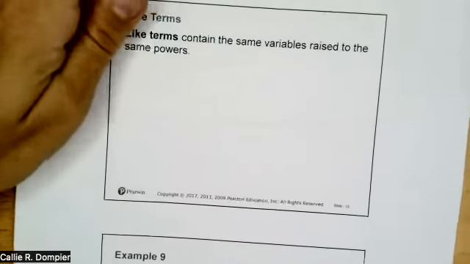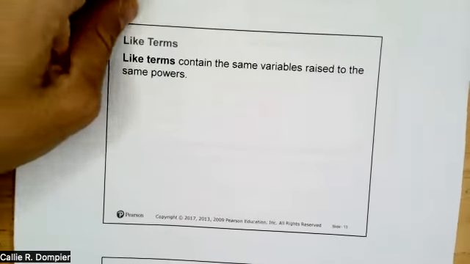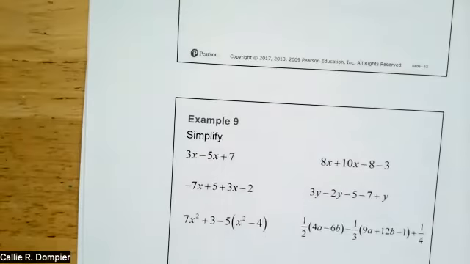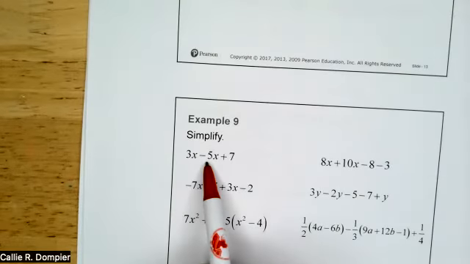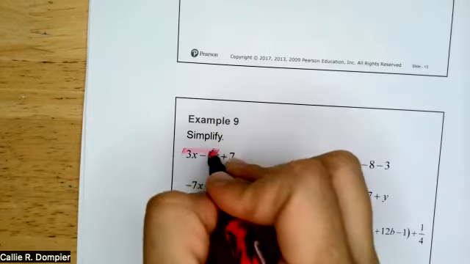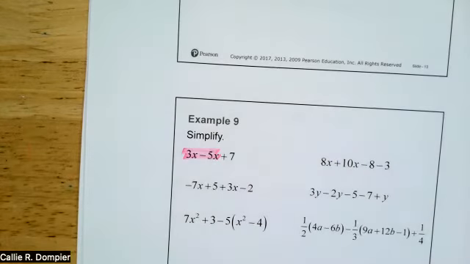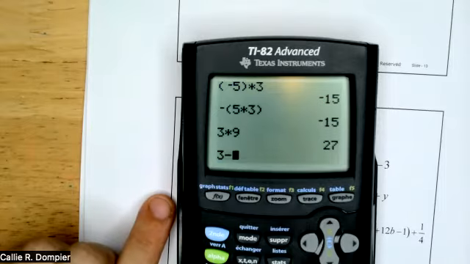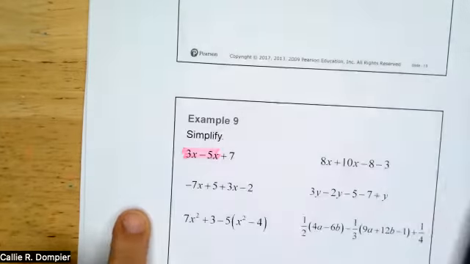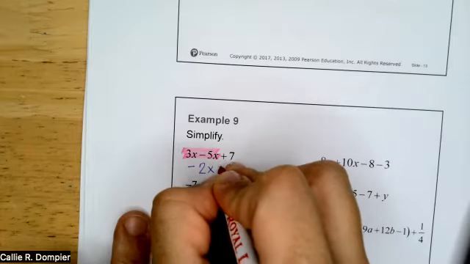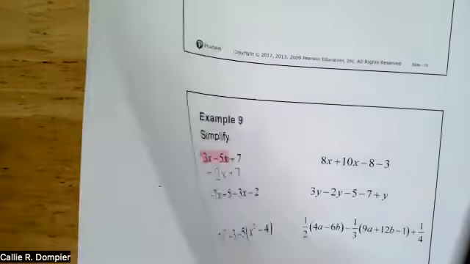Like terms contain the same variables raised to the same powers. Good. So here, 3x minus 5x plus 7, 3x minus 5x are the like terms. So you just say, what is 3 minus 5? It's negative 2. So 3x minus 5x becomes negative 2x. Leave the 7.